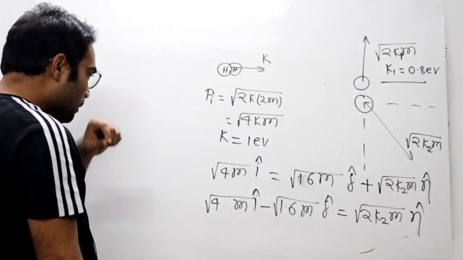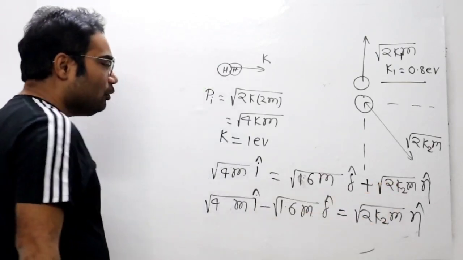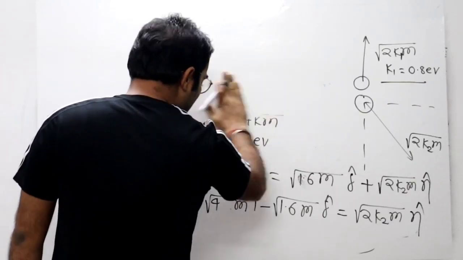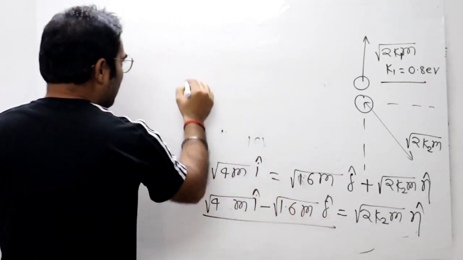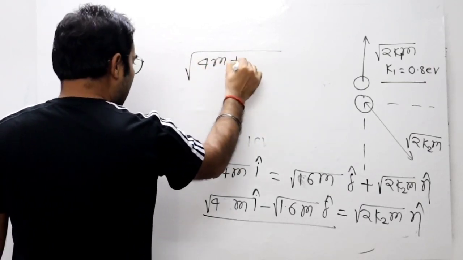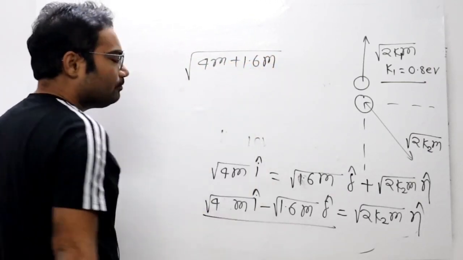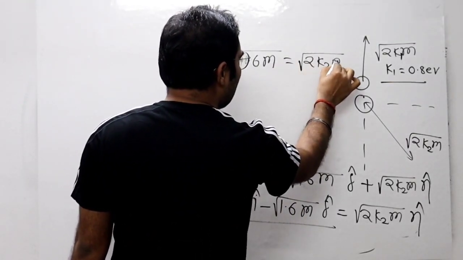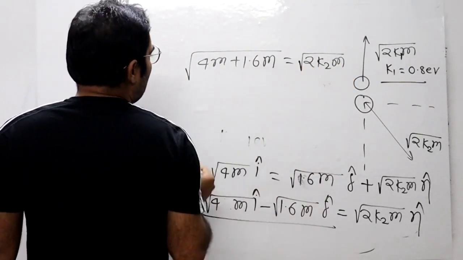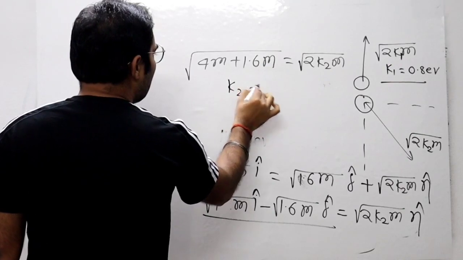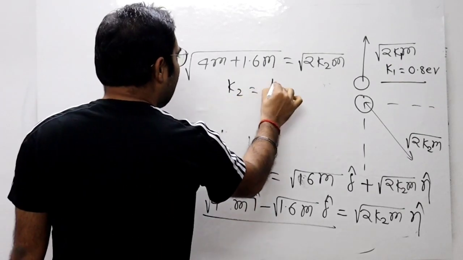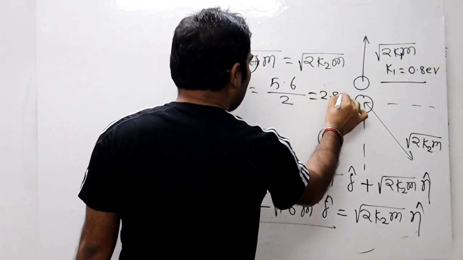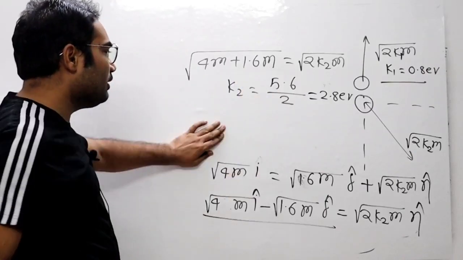Now if you take the magnitude of both sides, then the magnitude of this term is 4m plus 1.6m, which is equal to root under 2K2m. So you can say that K2 is equal to 5.6 by 2, that is 2.8 electron volt. This is the kinetic energy of the second part.